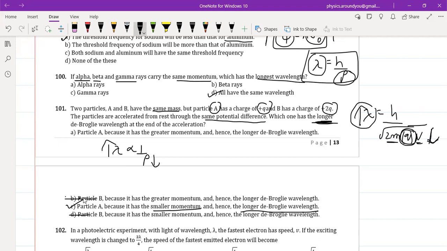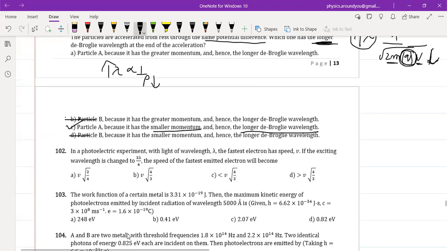This is how, reading the options carefully, we can arrive at the answer quickly. Question number 102. In a photoelectric experiment with light of wavelength lambda, the fastest electron has speed v. If the exciting wavelength is changed to 3 lambda by 4, the speed of the emitted electron will become. Okay, so here we may need to work out something.